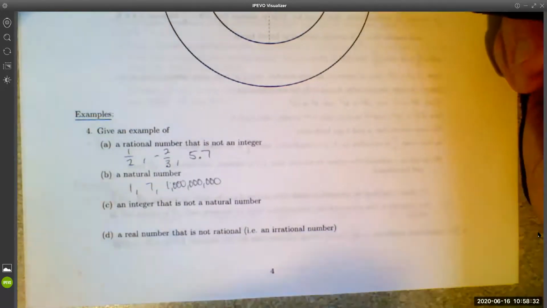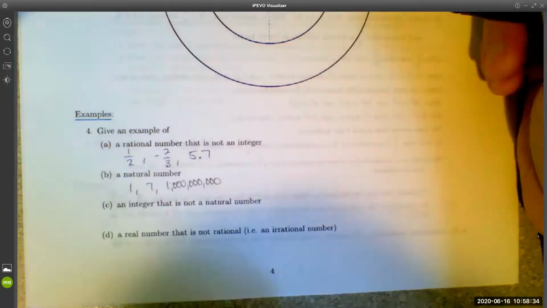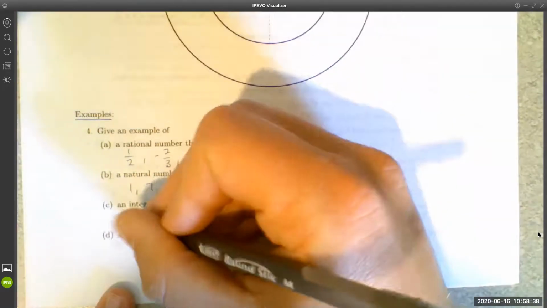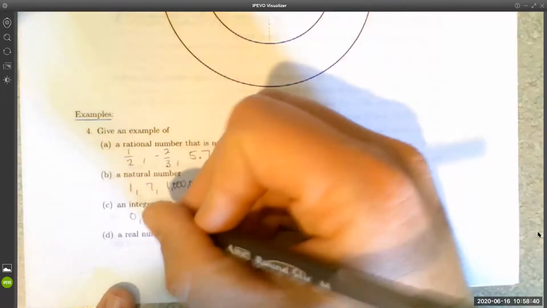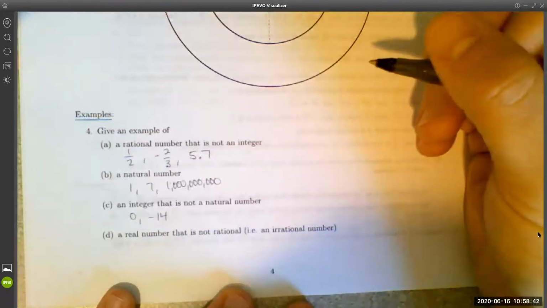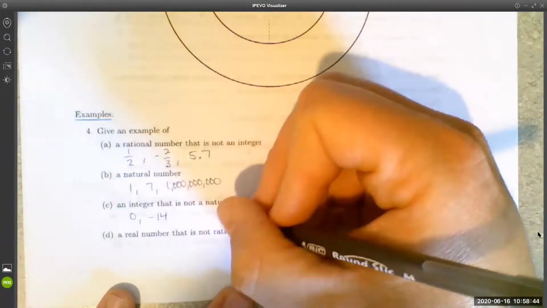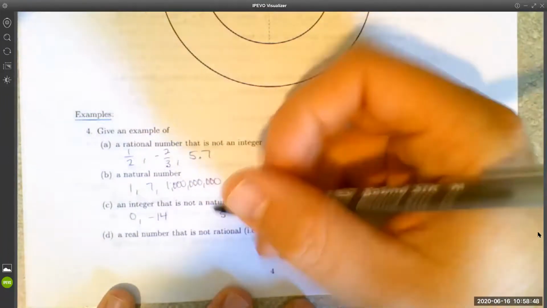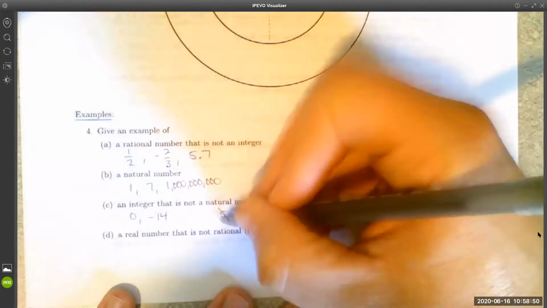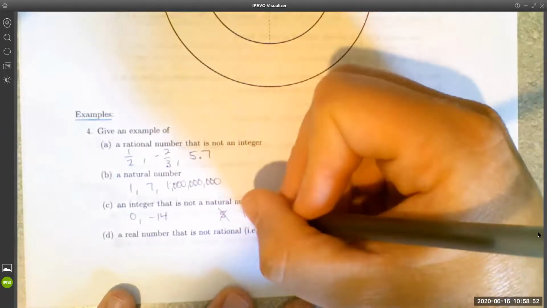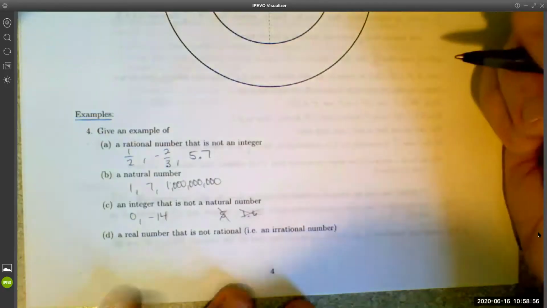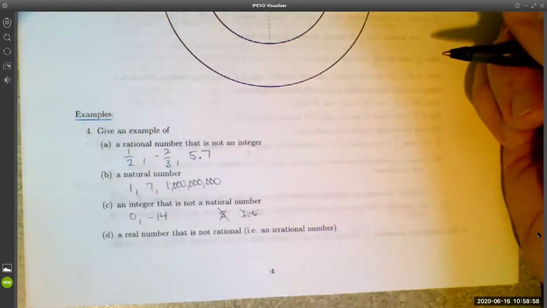Part C asks for an integer that is not a natural number. An integer that's not a natural number would be something like 0 or -14. You couldn't say something like 5. 5 is an integer, but it is a natural number, so it's not an example of an integer that's not a natural number. And then obviously you couldn't say something like 1.6 because 1.6 is not an integer.